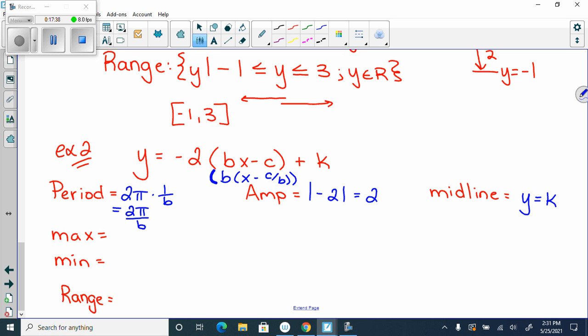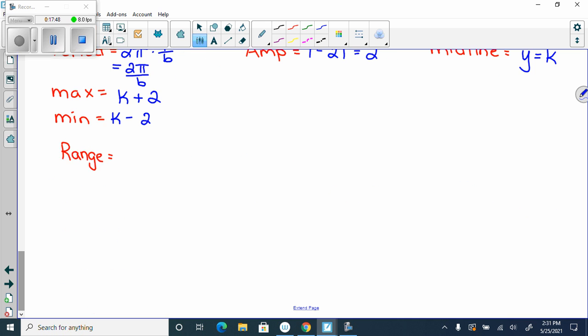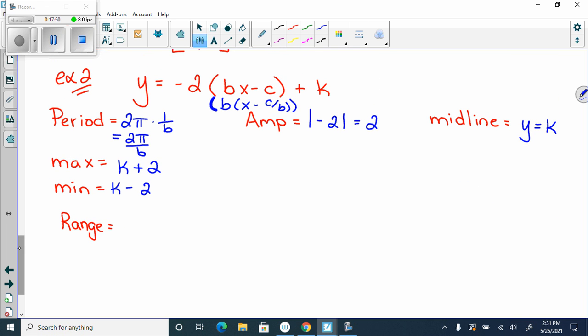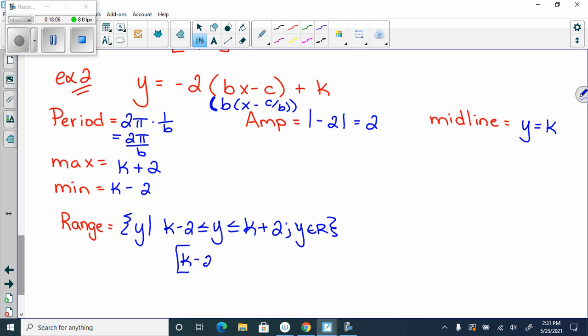The maximum, I do D, which is K, plus the amplitude, which is 2. And the minimum is K minus the amplitude, which is 2. And so the range is going to be y such that K minus 2 is less than or equal to y is less than or equal to K plus 2, or in interval notation, K minus 2 comma K plus 2.